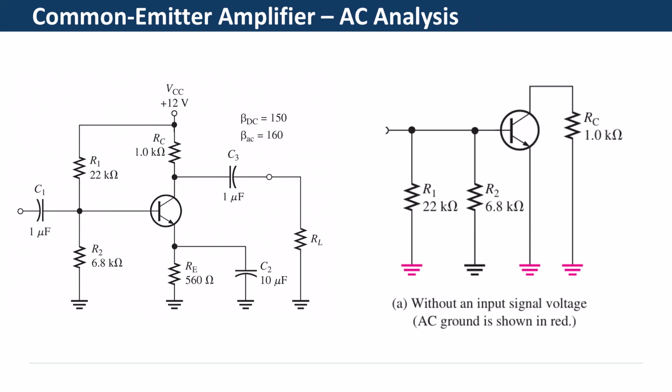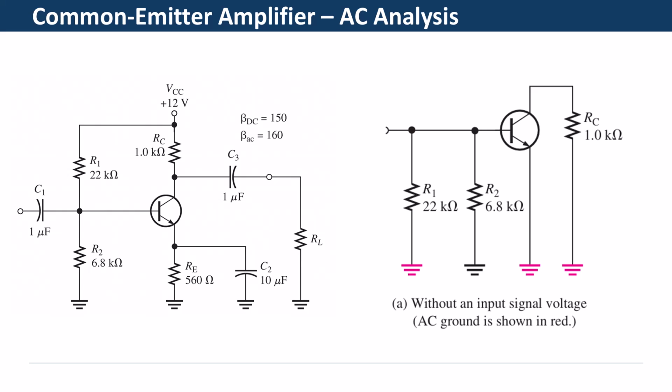To analyze the AC signal operation of an amplifier, an AC equivalent circuit is developed. It is a two-step procedure. First, the capacitors C1, C2 and C3 are replaced by effective shorts because their values are selected so that their reactance is negligible at the signal frequency and can be considered to be 0 ohms. Second, the DC source is replaced by ground.